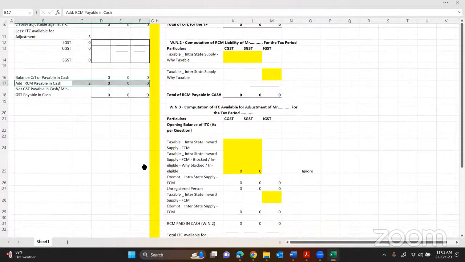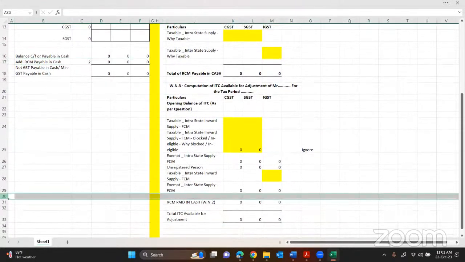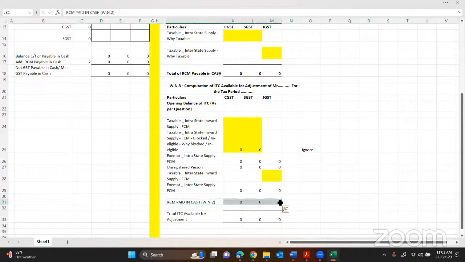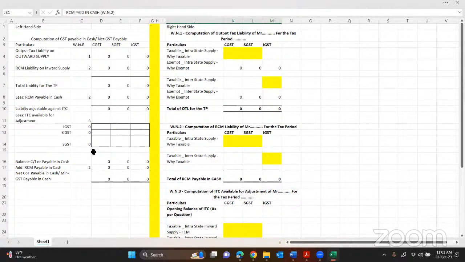The second adjustment you might miss is RCM paid in cash. After payment only is it entitled for the asset. This line item you will generally miss. That is where the mistakes happen. These are the popular errors. My dear brothers and sisters, are you ready? Can you note down this format in your notebook? Meticulously, you have to follow the format.